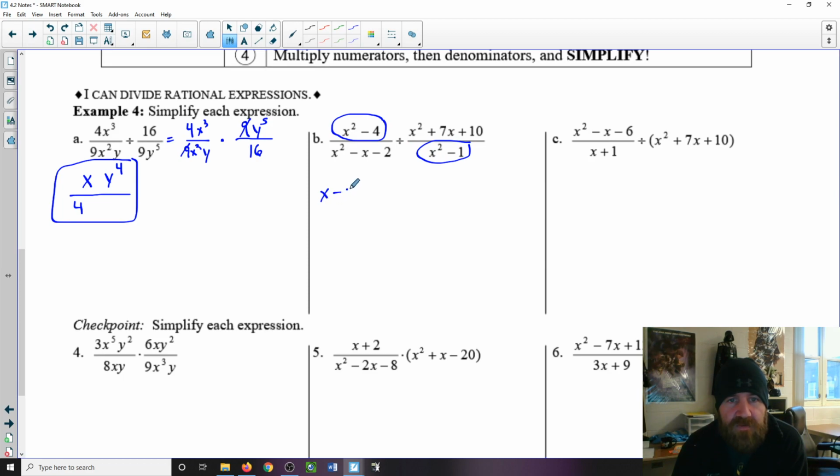So x squared minus 4 goes to x minus 2, x plus 2, this factors out to be x minus 1, x plus 1. So there's the top, and now we can factor the bottoms. So we know that the bottom is going to be this one and this one. So factor out this one here. We have x minus 2, x plus 1. And then this one would factor down to be x plus 2, x plus 5.